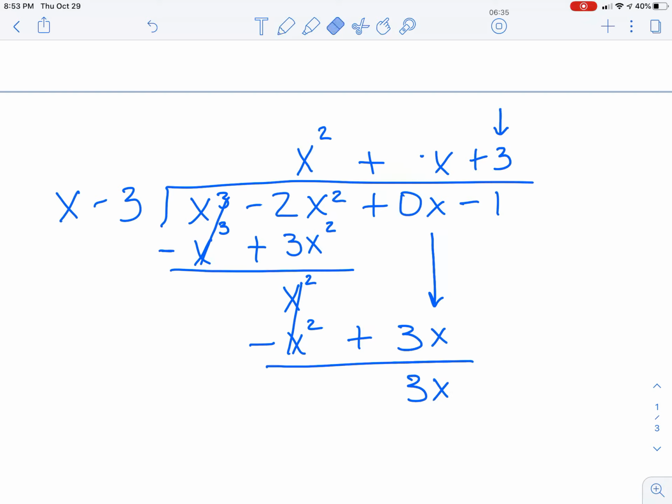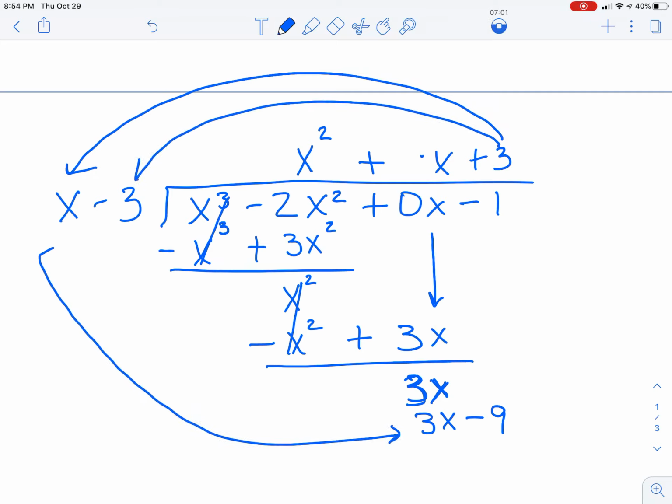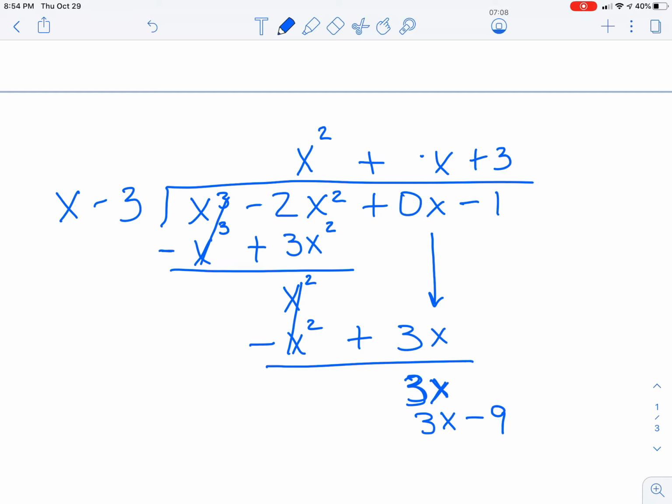Okay. Hang on a second, guys. I had 3x here, so that needed to go here. 3x minus 9. I added them together. I'm sorry. So I got 0x plus 3x gives me this 3x here. And then when I did my multiplication of 3 times x, I got 3x, and 3 times a negative 3, I got the negative 9. Okay? Now you can see that.